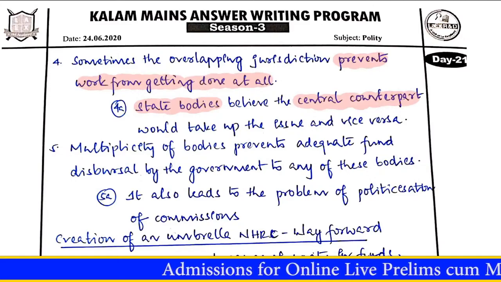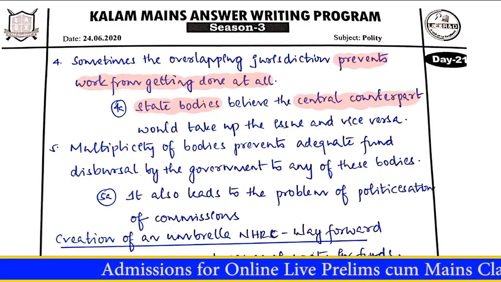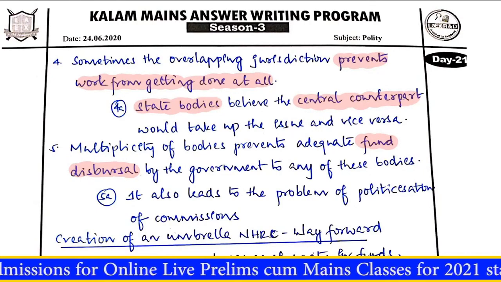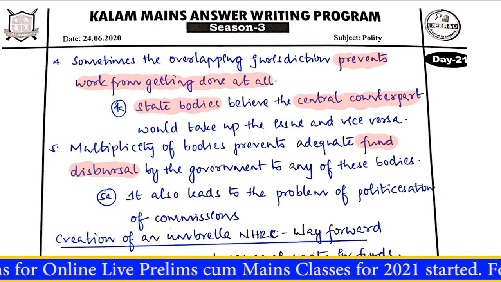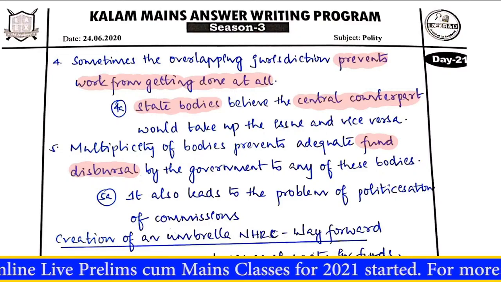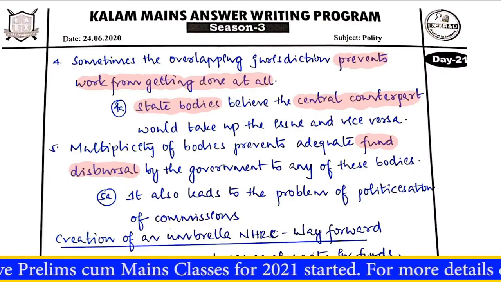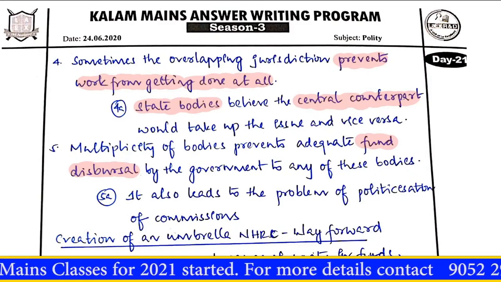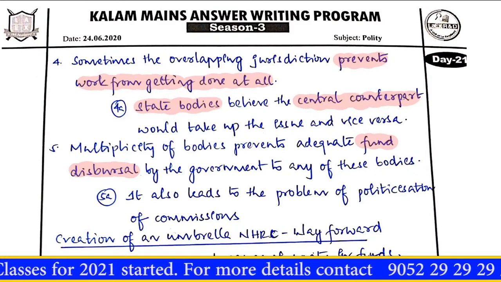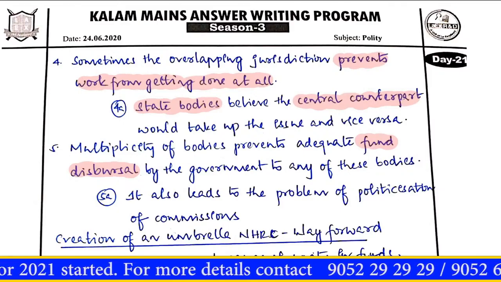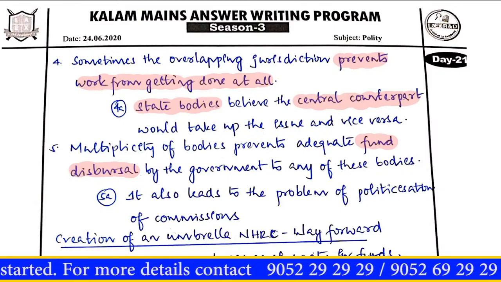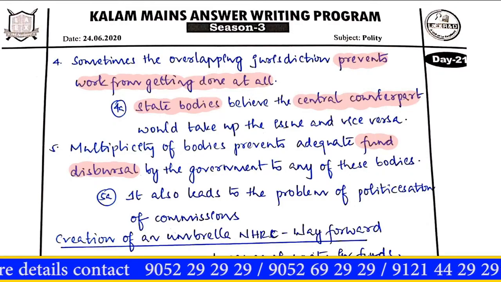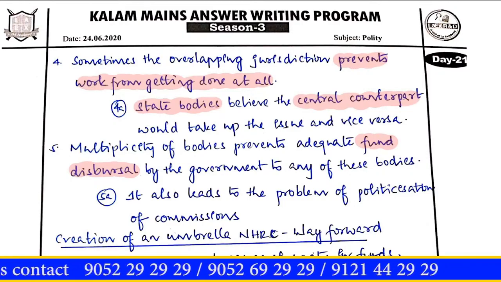Sure, there is clear delineation, as in clearly it has been written in the rules that the center takes up so and so things and the state takes up so and so things. But on ground level, these are the problems that crop up. And in addition to this, multiplicity of bodies prevents adequate fund dispersal by the government to any of these bodies. Naturally, when you have too many bodies, if you want to give out funds to these bodies, you can't do justice to any of these bodies.